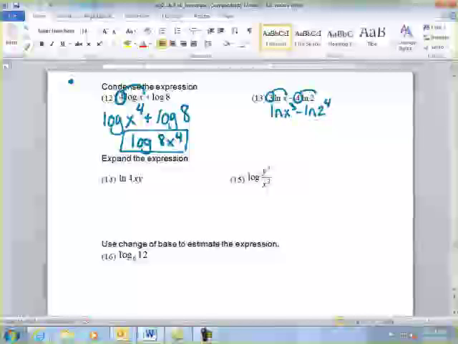When I have a subtraction of logs, what happens when I put them together? It becomes division. First thing divided by second thing. It always comes in that order.